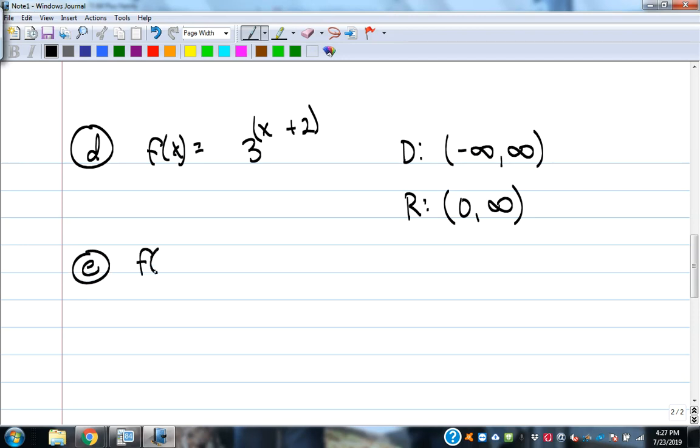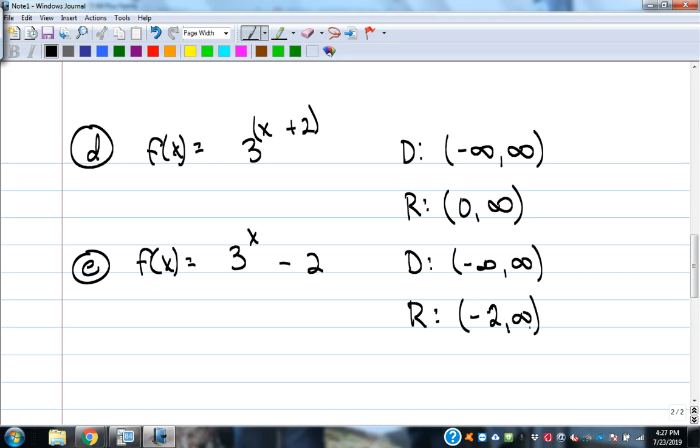If you had f of x equals, and we'll use the same base, 3 to the x, and then the minus 2 on the outside of that, that transformation is a shift down 2 units. So if you shift down 2 units, you're going to affect the range, but you're not going to affect the domain. Okay, the range, since I'm shifting down 2 units, my range is going to be from negative 2 to infinity. I can see that on the graph if I graph this problem.